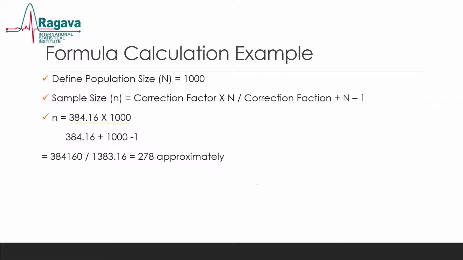384.16 is your correction factor. Here, for example, 1,000 is your population size. So the way you calculate your small n, which is your sample size, will be 384.16 times your defined population size of 1,000, divided by 384.16 plus your defined population size 1,000 minus 1. That is going to total approximately 278. So 278 will be your approximate sample size for your defined population size of 1,000. That is the sample that you will have to select when you are carrying out your records review.